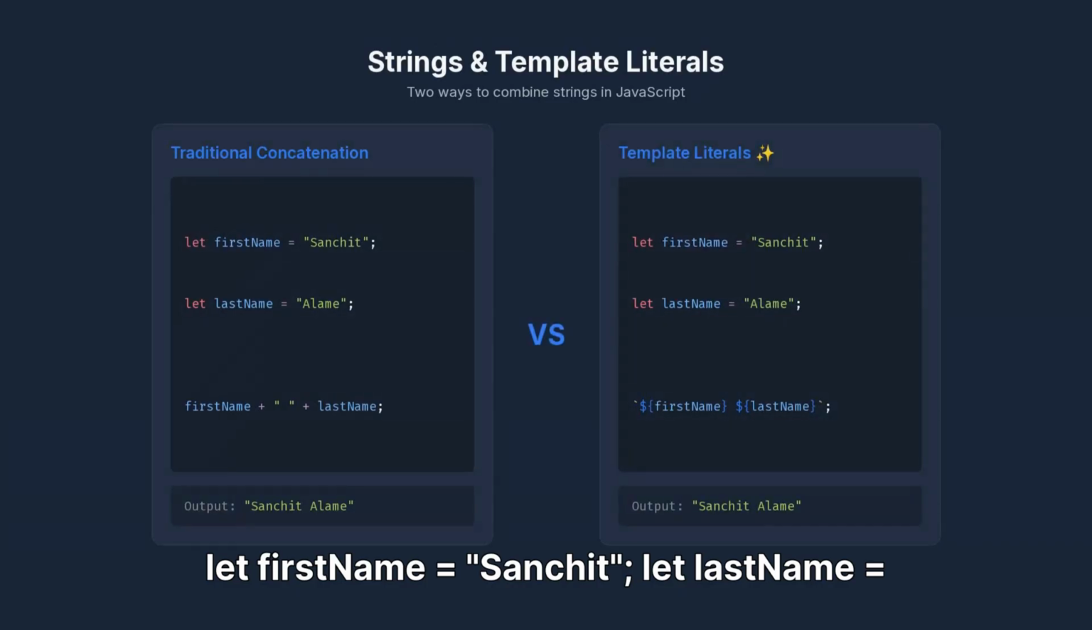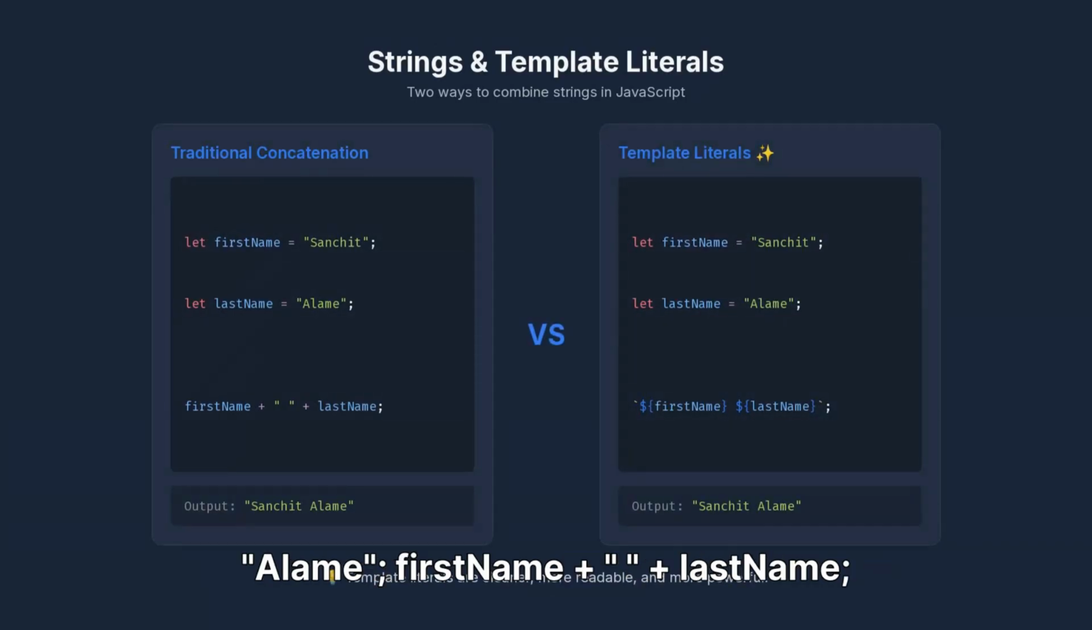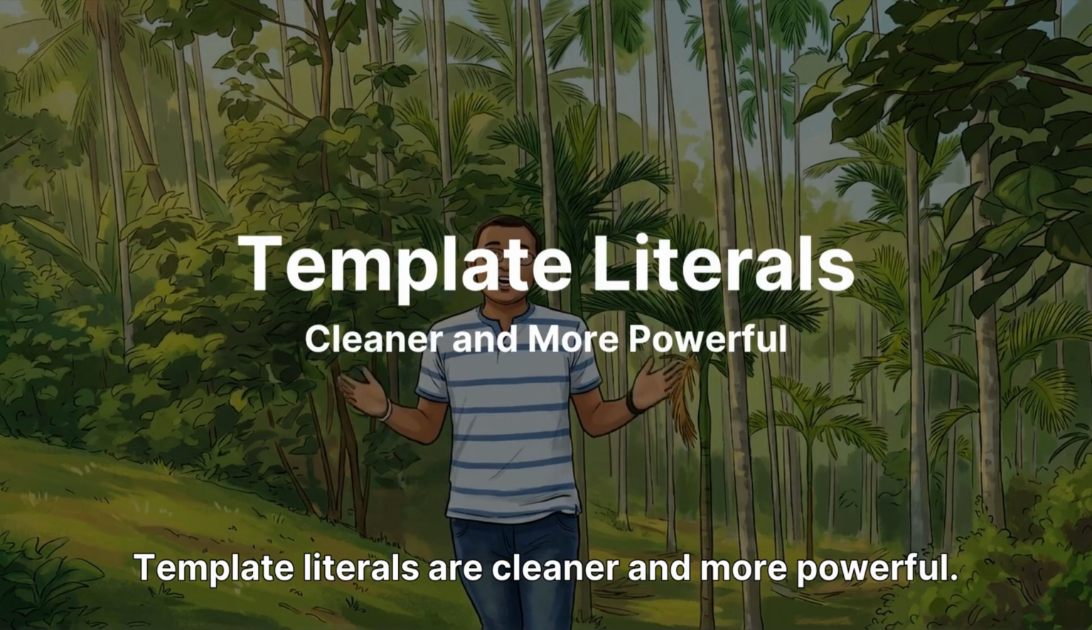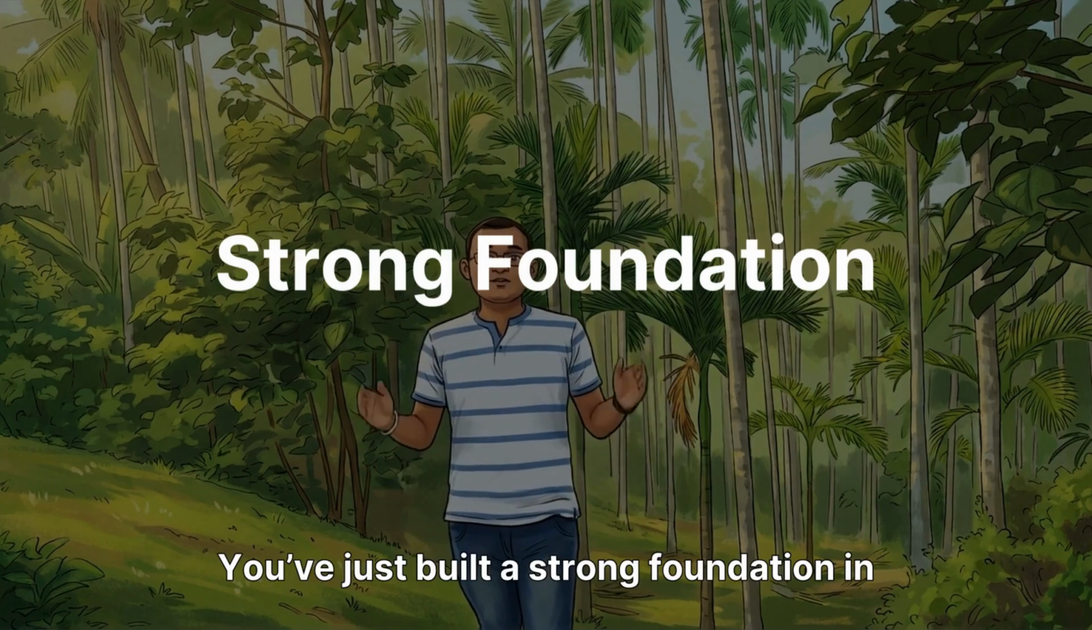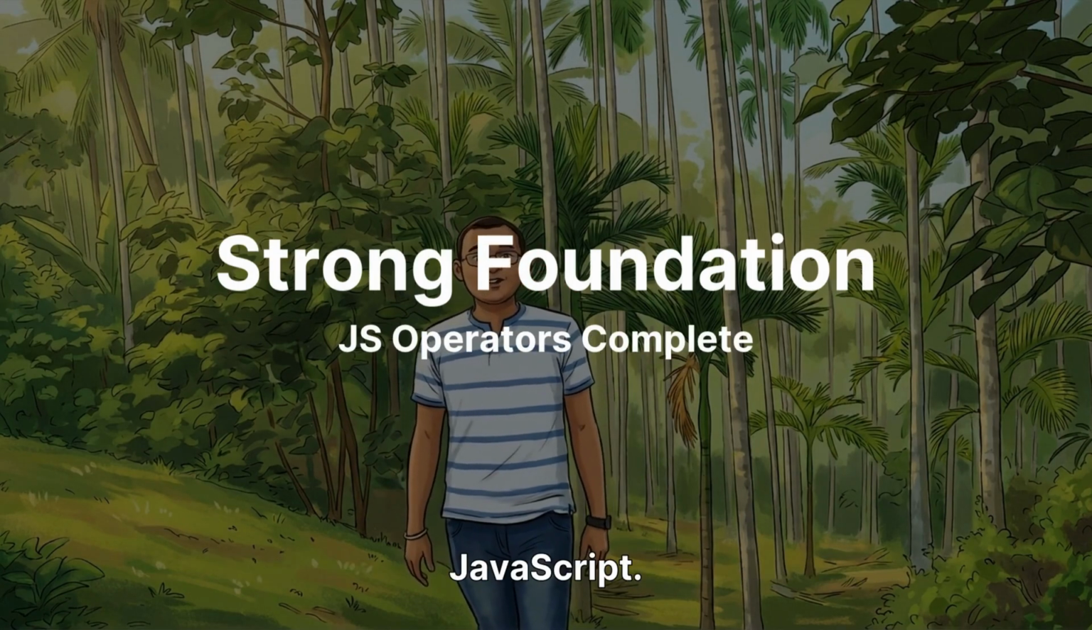Let firstName equal Sanchit. Let lastName equal Alem. firstName plus lastName. Template literals are cleaner and more powerful. You've just built a strong foundation in JavaScript.